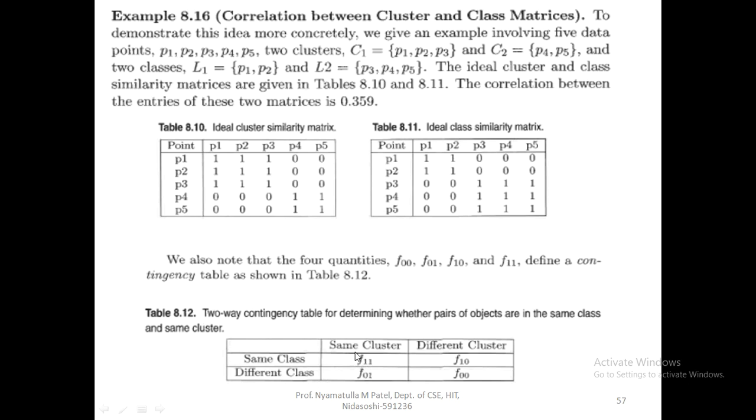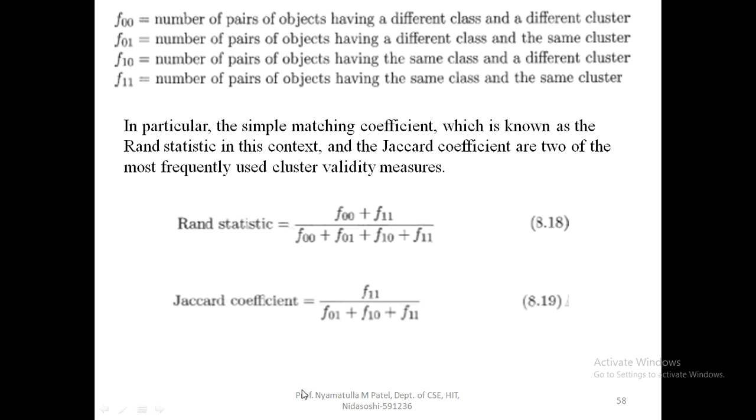F of 1 1 is the total number of objects in the same cluster and same class. F of 1 0 is the total number of objects in the same class but different cluster. F of 0 1 is the total number of objects in the same cluster but different class, and f of 0 0 is the total number of points in different cluster and different class.